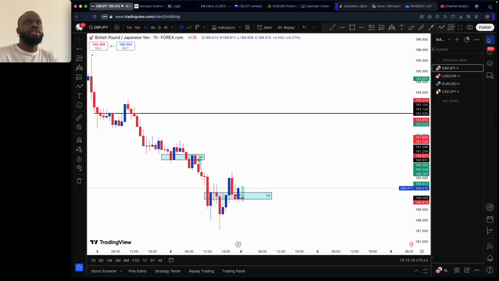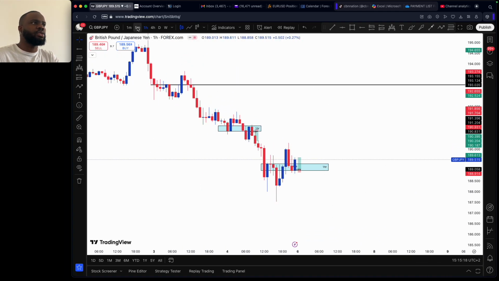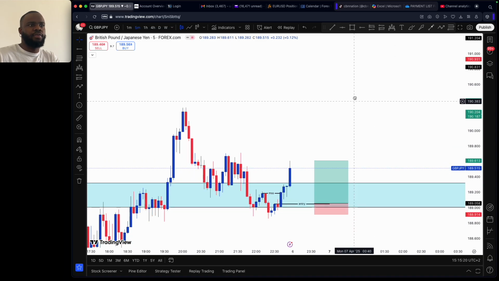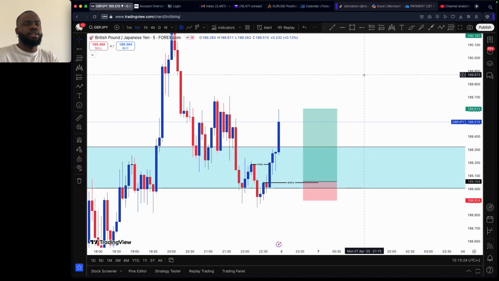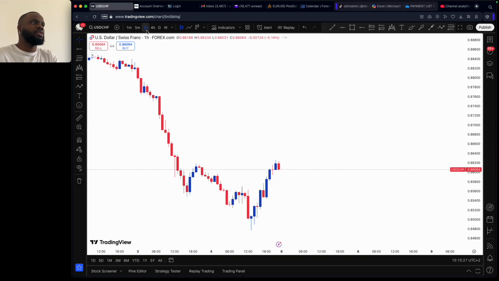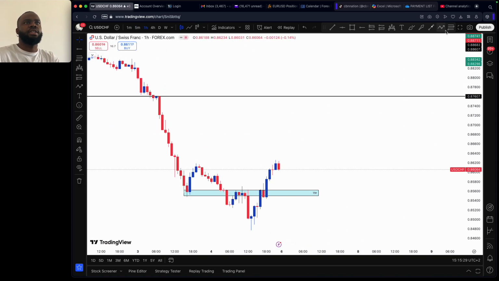So GJ is going to be the first trade of the week for me next week. I'll be waiting for a retest over here to take the price up. Then I also have USD CHF, which is going to be a retest here. Wait for 5 minutes confirmation to take the price up. So that is what I have for this week for you guys.